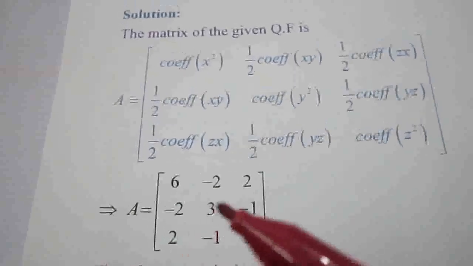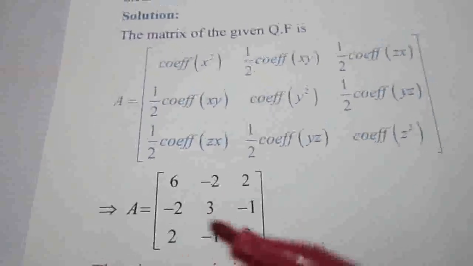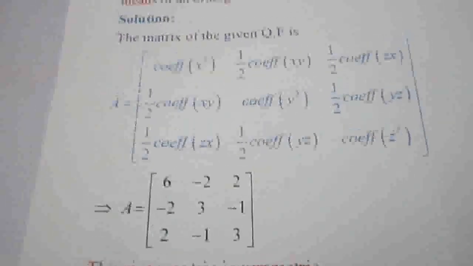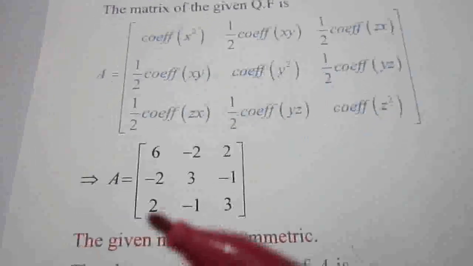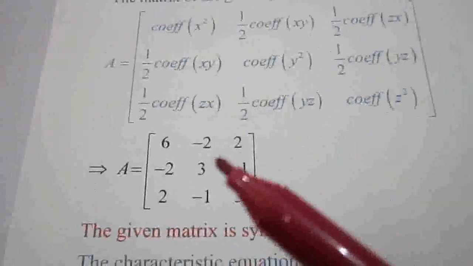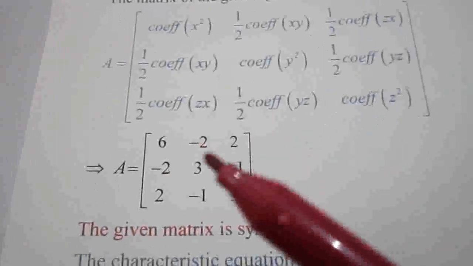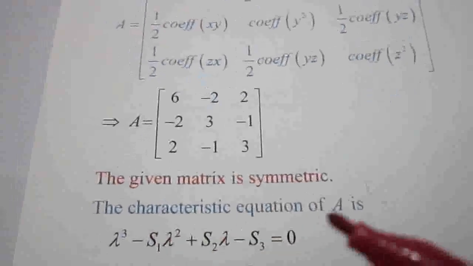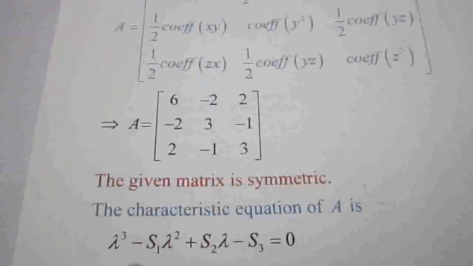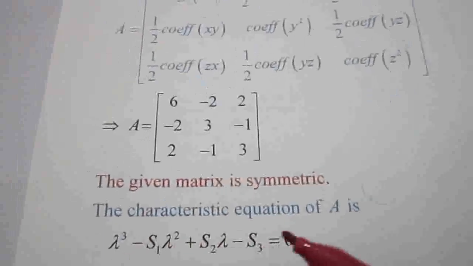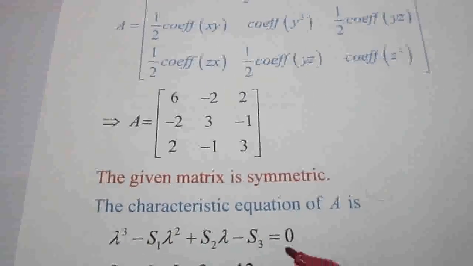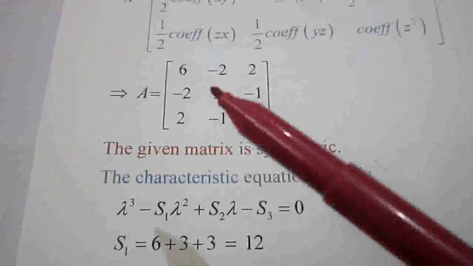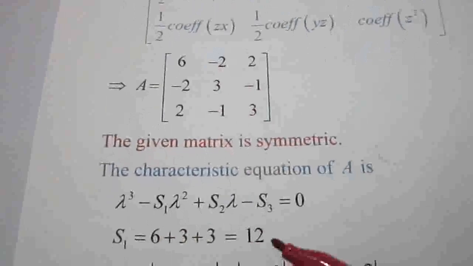Now by the working rule we have to find the characteristic equation for A. We know the characteristic equation formula, and also the given matrix is symmetric, because symmetric means the terms are equal, aij equals aji. Now the characteristic equation of A, for a 3 by 3 matrix, is λ³ − s1λ² + s2λ − s3 = 0. And we know s1 is the sum of the diagonals. The diagonal is 6, 3, 3, so s1 is 12.